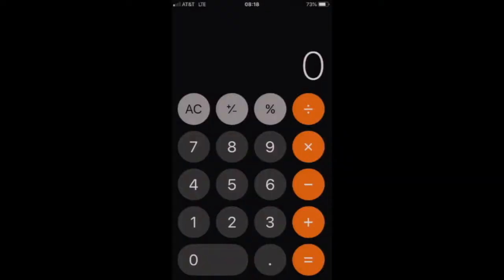To calculate my frequency, I'm just going to take my precise minute ventilation of 6.7 liters, and I'm going to divide that by my target tidal volume of 400 milliliters, and that gives me my frequency of 16.75, or approximately 17 breaths per minute.